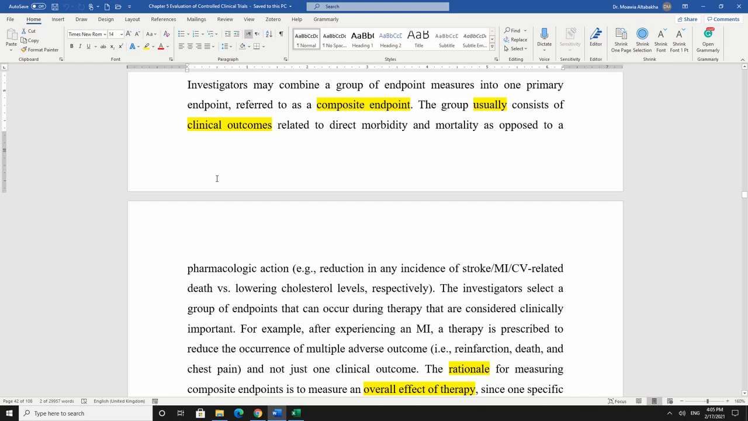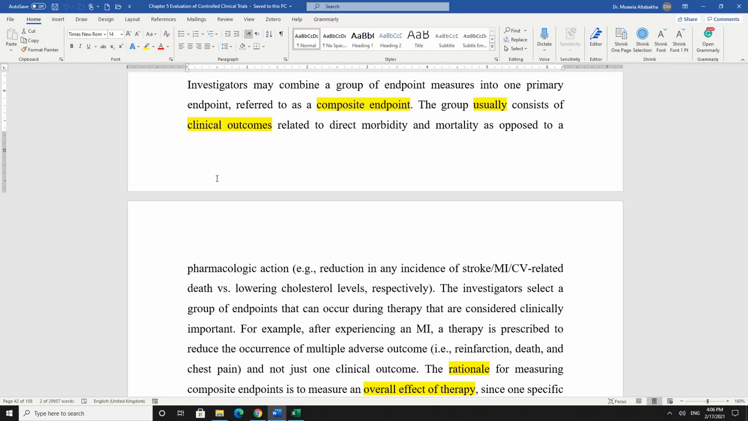Clinical outcome means things like, did this occur or not? هل الهارت failure occurred or not? هل الdeath occurred or not? This is clinical outcome. Did the myocardial infarction or heart attack occur or not? Stroke, did it occur or not?